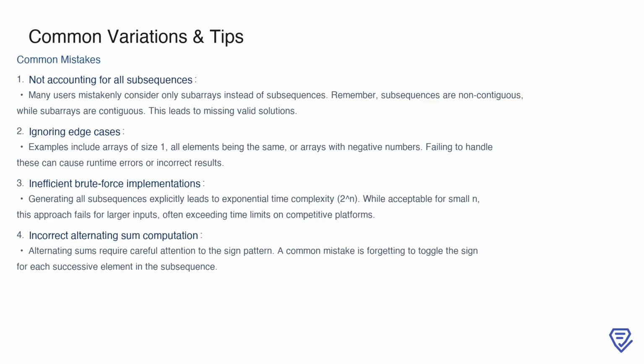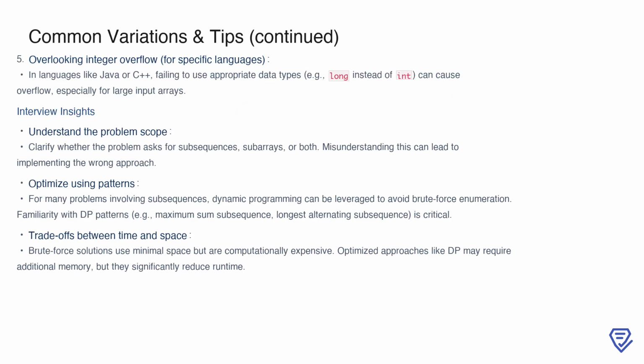Finally, the process of calculating the alternating sum requires careful attention to the sign pattern. A common mistake is forgetting to toggle the sign for successive elements in the subsequence, which disrupts the alternating nature of the sum and produces incorrect results. In addition to those mistakes, there are some technical considerations to keep in mind. For example, in languages like Java or C++, integer overflow can occur if you use data types like int instead of long when working with large input arrays. This is easy to overlook but can lead to unexpected behavior or incorrect results.